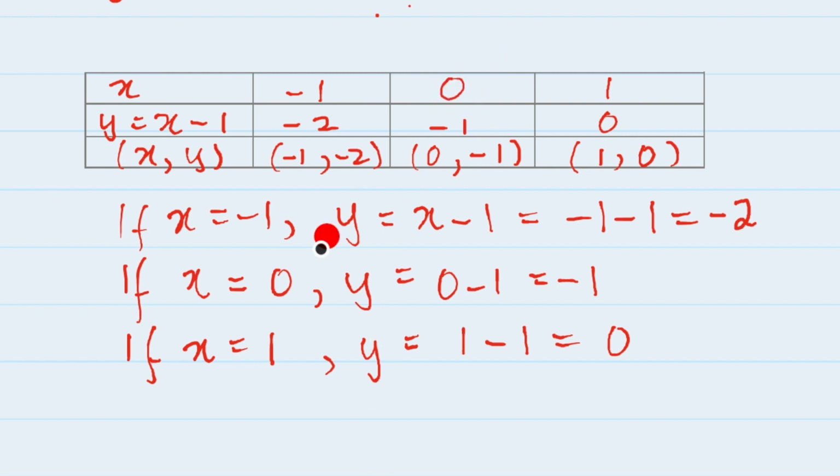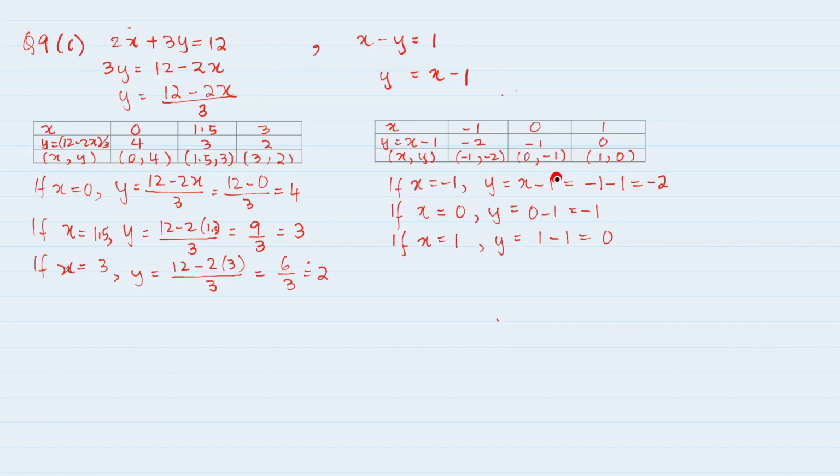Let us take x equal to 0. So y will become x minus 1, which means 0 minus 1, that is minus 1. So we write here minus 1, and our point to plot will be 0 comma minus 1. Let's come to x equal to 1. So y will be equal to x minus 1, which means 1 minus 1, which is 0. So 1 comma 0 is the third point. Okay, so when we plot these three, we'll get one line.